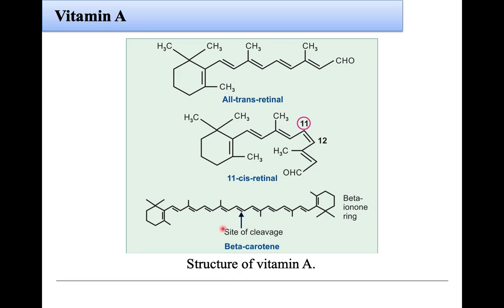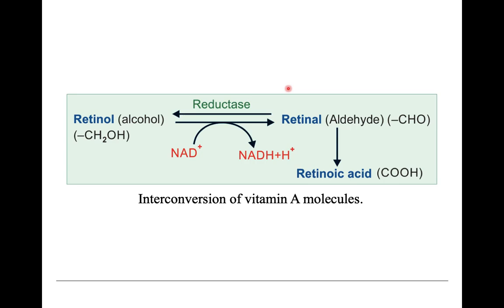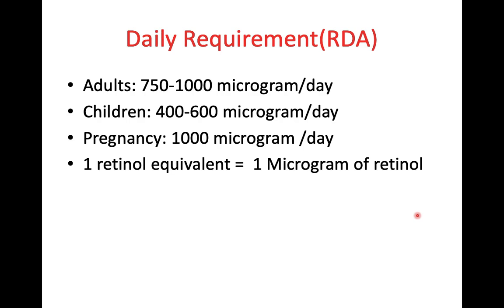So this is the structure of vitamin A. The precursor is beta carotene. On this, the dioxygenase enzyme will act and convert this beta carotene into 11-cis retinal and then into all-trans retinal. Retinol and retinal are interconvertible by the help of the enzyme reductase, and retinal will be converted to retinoic acid to perform specific functions.